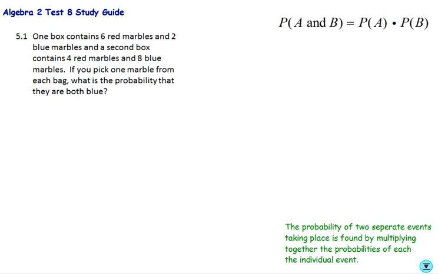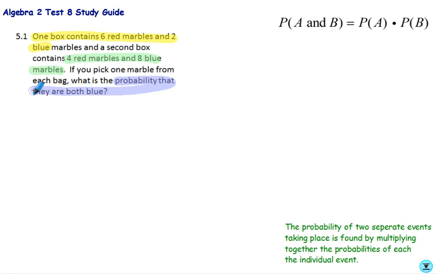So it says that there's one box that has 6 red and 2 blue, and then there's a second box that has 4 red and 8 blue. It says if you pick one marble from each bag, what is the probability that they are both blue? So we're looking for the probability that they are both blue.